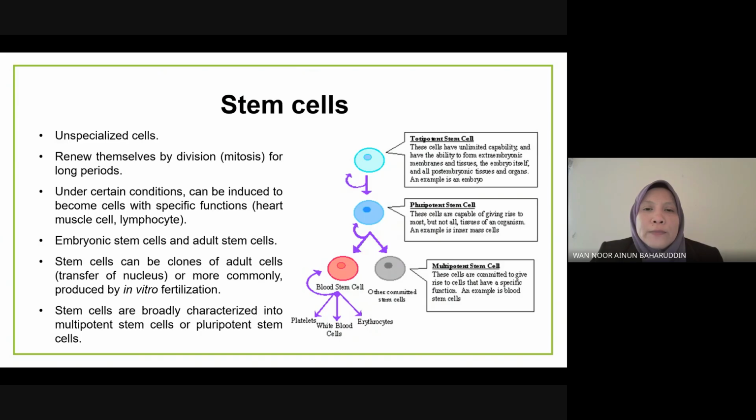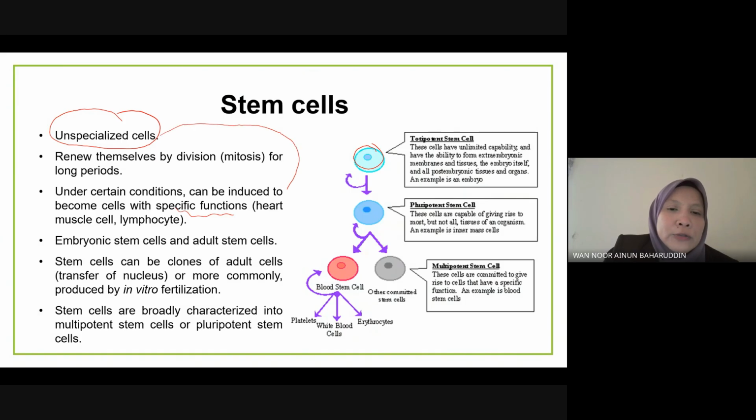Can we do stem cells technology? Okay, stem cells technology, unspecialized cells maksudnya cells yang masih tidak berdivided akan digunakan dalam ni. Kita akan pilih satu. Then they can renew themselves by mitosis for a long period. Under certain conditions, they can be induced to become cells with specific function. For example, these cells can develop into heart or muscle cells or lymphocytes. Okay, so this is what we call embryonic stem cells and adult stem cells.